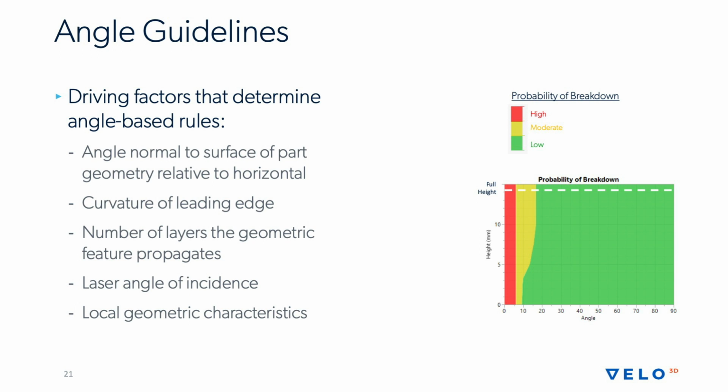Low means you're very safe of not having surface finish breakdowns or excessive warp. Moderate means this is getting into a dangerous case, and it depends on some of these other subtle effects that I've mentioned over to the left. And high means you'll almost certainly have issues printing this without supports, of course. So I'll use a plot that shows, for a given geometry, the angle normal to the surface, 90 being vertical, 0 being horizontal, and the height that it has to propagate, or how many layers you're trying to propagate this particular geometry.